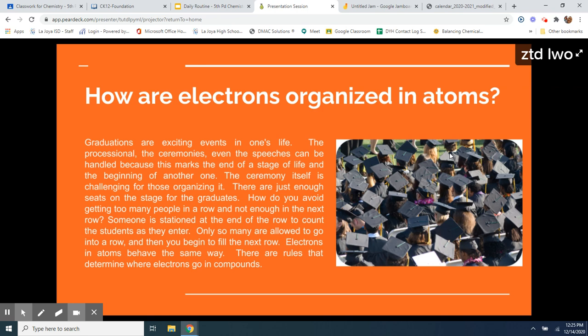There are just enough seats on the stage for the graduates. How do you avoid getting too many people in a row and not enough in the next row? Someone is stationed at the end of the row to count the students as they enter. Only so many are allowed to go into a row, and then you begin to fill the next row. Electrons in atoms behave the same way. There are rules that determine where electrons go in compounds.